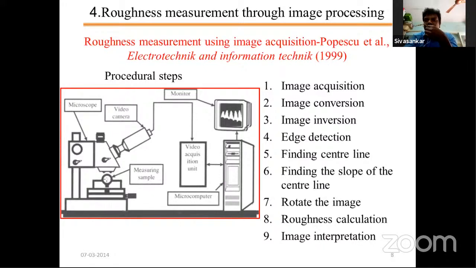So these are the various stages. The first one is image acquisition by means of a video measuring machine. That image should be converted. Then there is image inversion, which means converting a colored image to a black and white image. Then edge detection, finding the center line and the slope, rotating the image, roughness calculation, and image interpretation, right? Next.